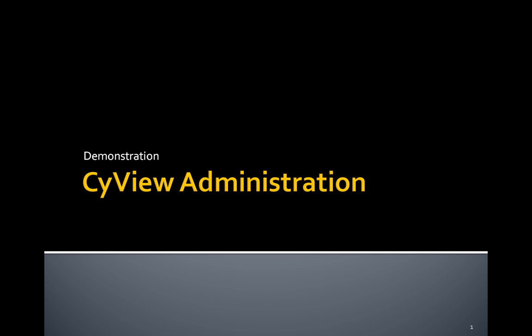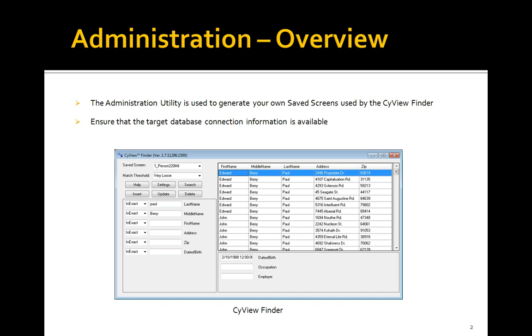The following presentation demonstrates the proper use of the CyView administration utility. The administration utility is used to generate your own saved screens to be used either by the CyView Finder tool shown below or by the CyView API. Ensure that the target database connection information is available.